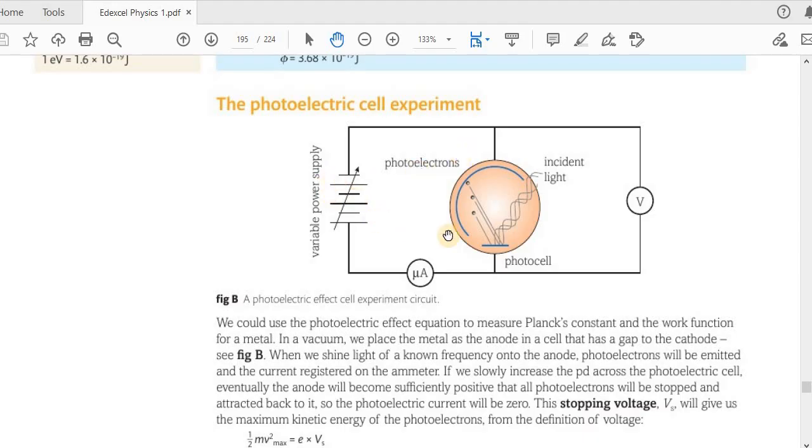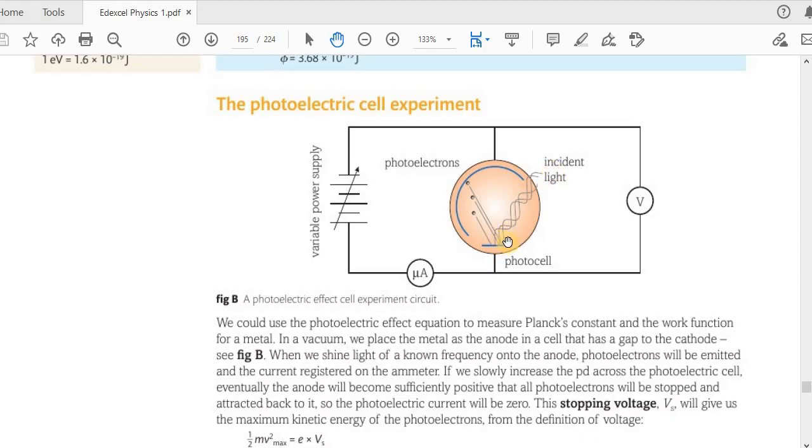Now what happens here: when there is movement of electrons, that means there is a flow of current. The electrons are going from here to here, towards the negative terminal. This is a variable power supply. Remember, if you have an arrow on the symbol of a resistor, it means a variable resistor. So if you have this arrow on the power supply, it means it's a variable power supply, so you can adjust the potential difference across the photocell.